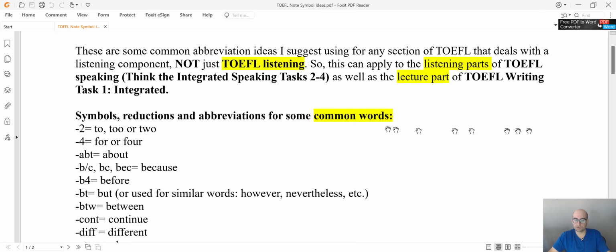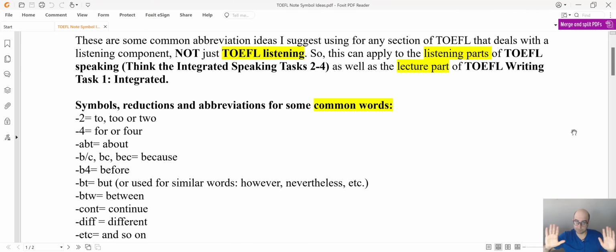So when it comes to some symbols, reductions, and abbreviations for some common words, and keep in mind, this isn't an exhaustive or extensive list, but these are just some words here. You could have a lot of situations where you could be using all kinds of extra symbols. Okay, so here we have the number 2, which is going to represent TO or TOO or TWO. So all of these are homophones, so 2, right? You could use the number 4 as a symbol for the preposition or the actual number word. You could use ABT, it's one of my favorites for about.